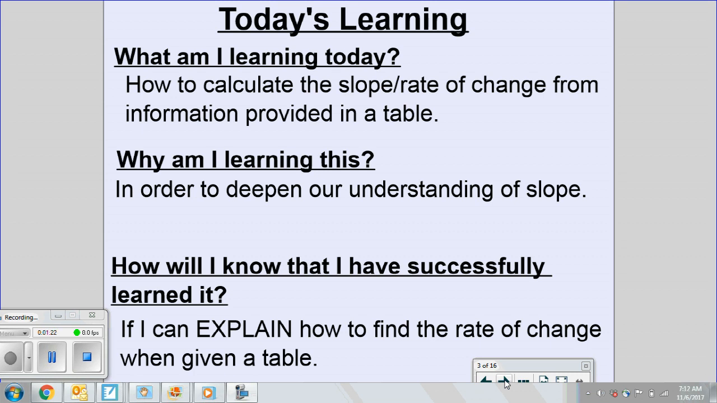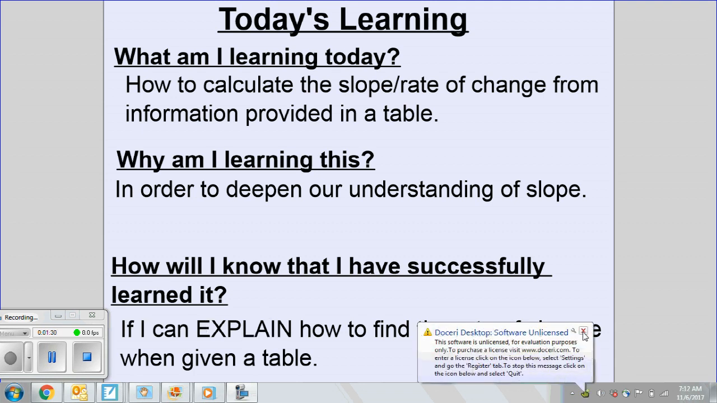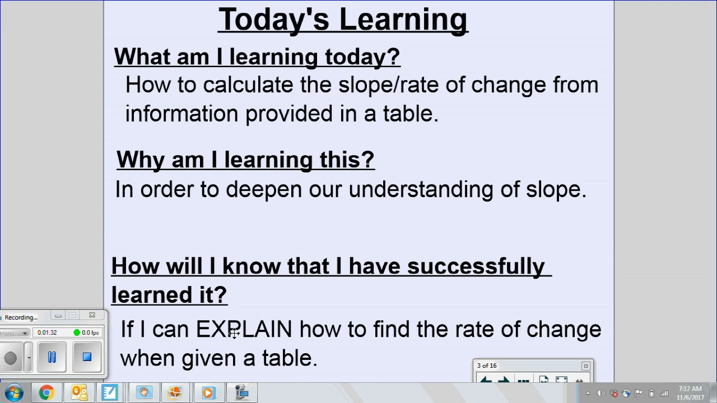How will we know if we successfully learn this? So how can you tell at the end of class if you've got it? Here's how. If you can explain. Now remember, explain means written form. You are writing a paragraph, a summary, a couple sentences explaining how to find the rate of change when given a table. So at the end of our lesson, there's going to be a closing question. You're going to have to explain. If you can do that, you'll successfully know what we're talking about.